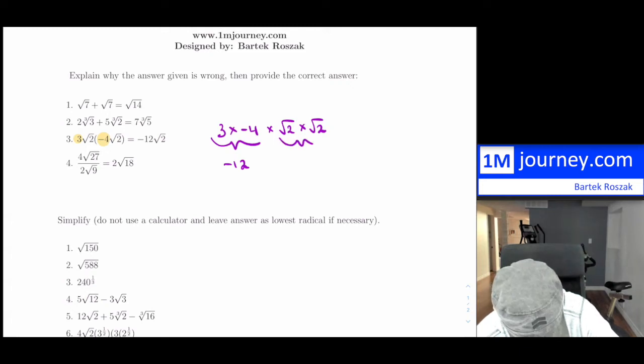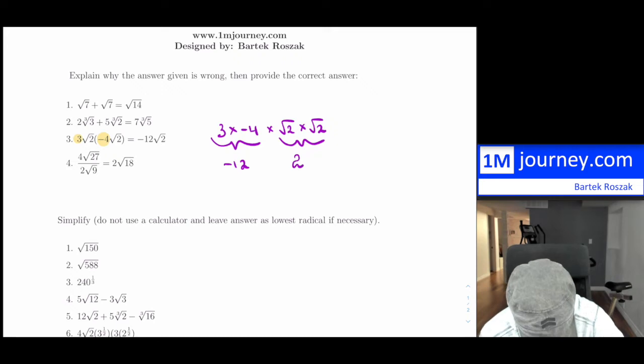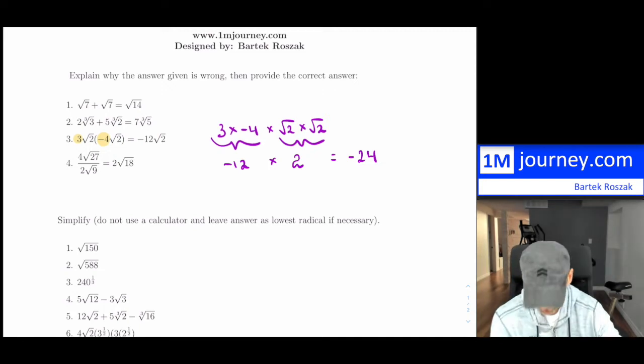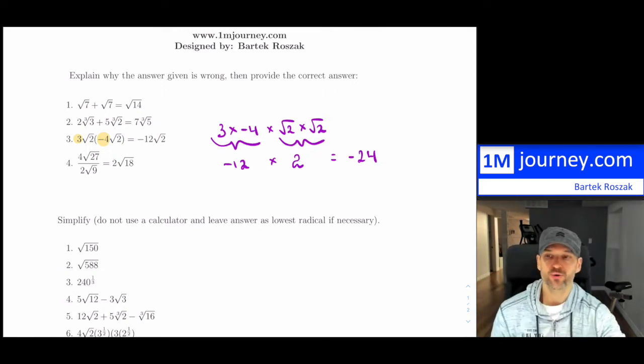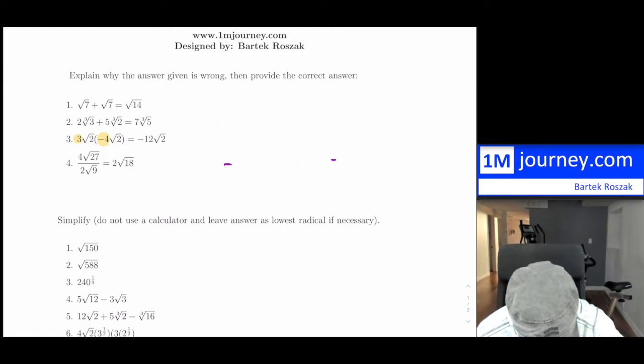But if you do this, well, the square root of 2 times the square root of 2 is just 2. So now if you multiply them, the answer is negative 24. So that would have been actually your final answer here. So that's interesting. All right, so that's what we have there. Okay, so now what about question number 4? Let's take a look at that.